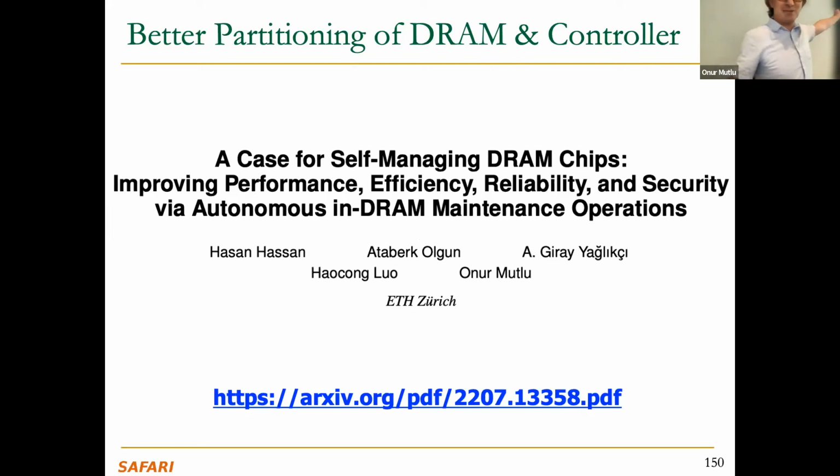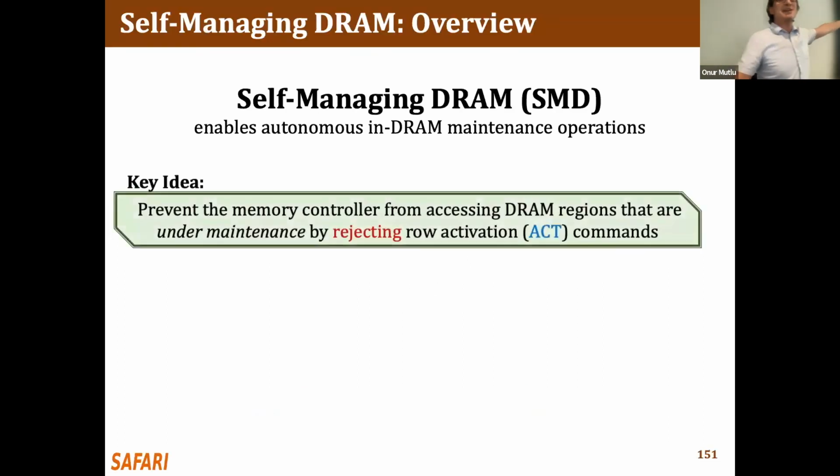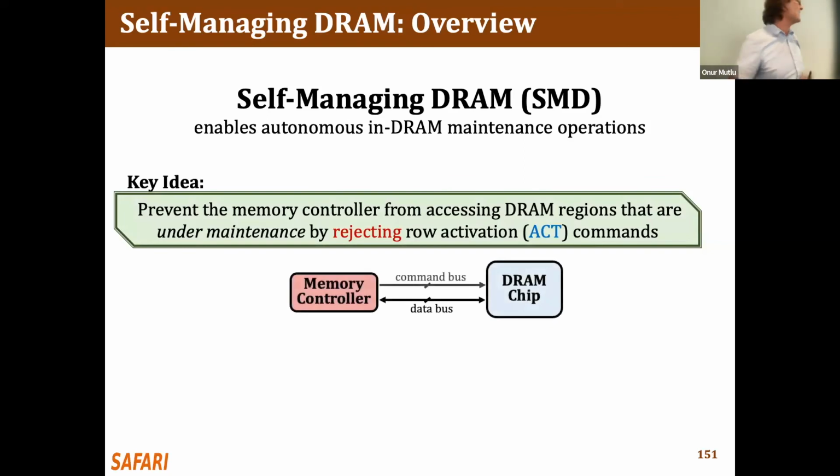This is a paper that keeps getting rejected, but I believe it's a good idea. The idea is very simple: give some autonomy to the DRAM chip such that it can do some things internally. We call this self-managing DRAM. The DRAM chip at some point can say, I'm not going to service your activate because I have much more important things to do. That's the idea. This is very little change to the interface.